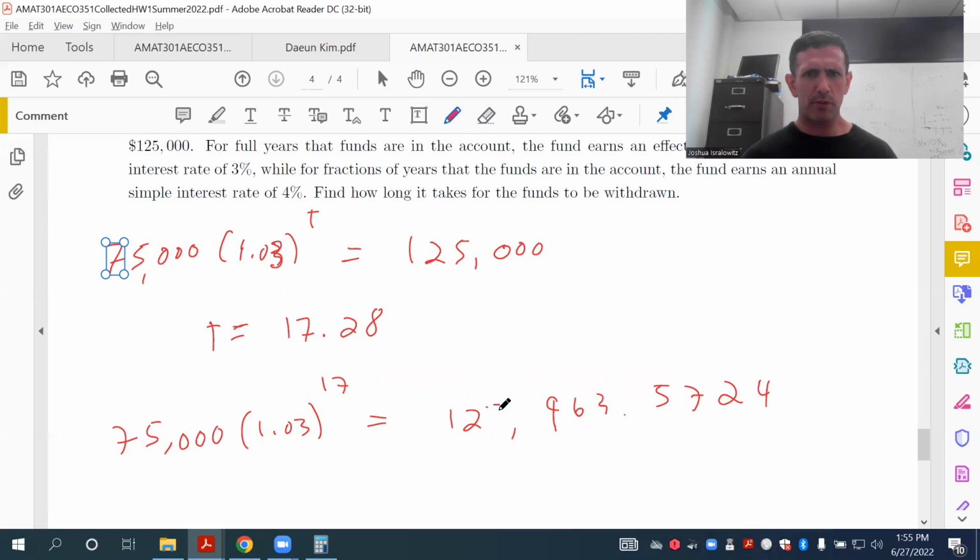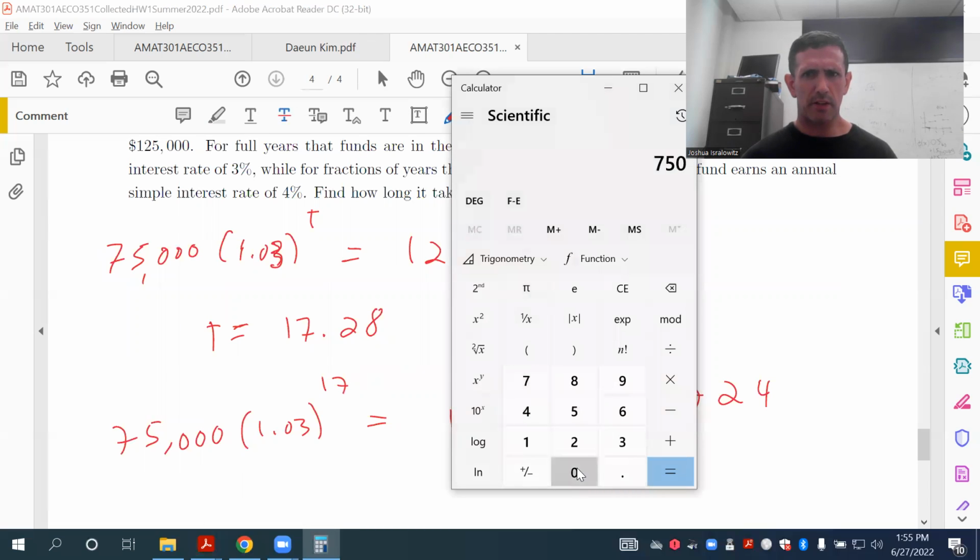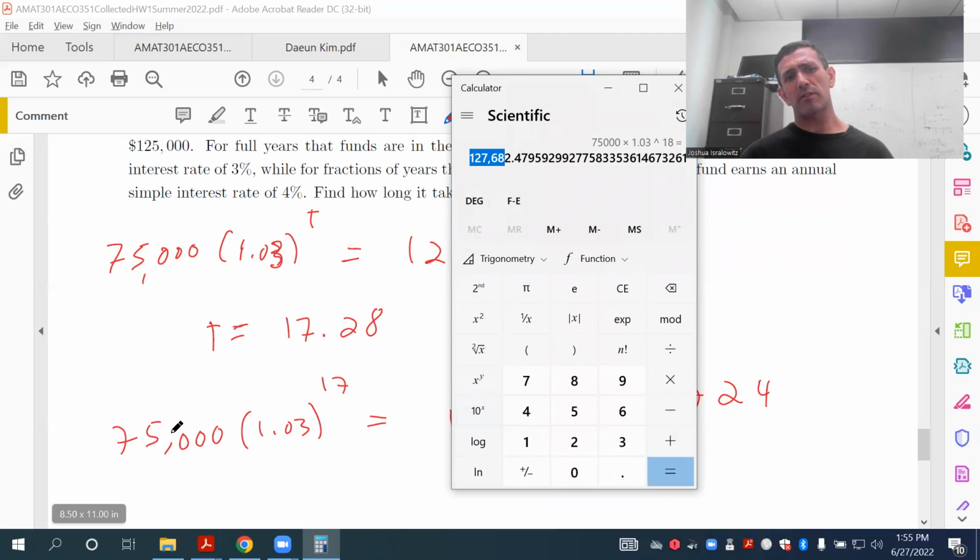And if this is confusing, you can actually just take a look and see that if we do one more year, so this time 75,000 times 1.03 to the 18, we're going to have 127,000, which is more than 125,000. So this is the correct answer. The 75,000 sits in the account for 17 full years and then starts to earn simple interest.